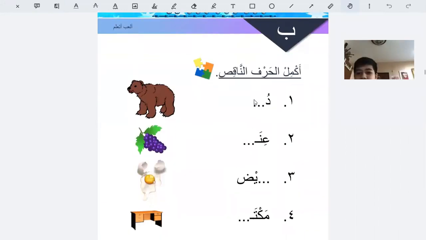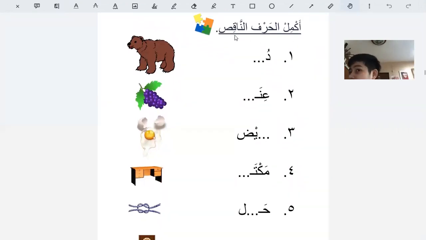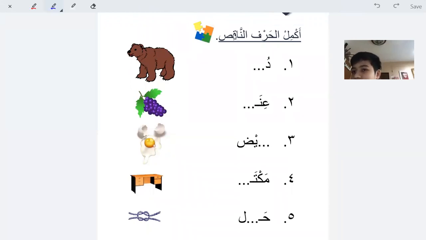Then he's asking to complete the missing letter, missing harf. So what is the missing harf according to this picture? Ba. The word is dub, so the missing letter is ba. What is the meaning of dub? Bear. Good. Next we have grapes. What is the missing letter here? Ba. So the word becomes inab.